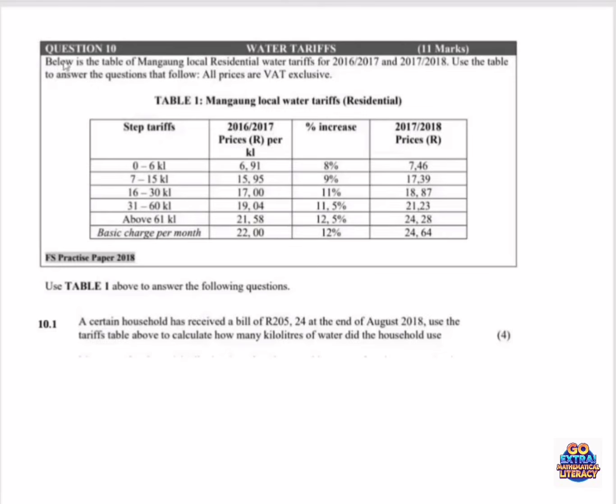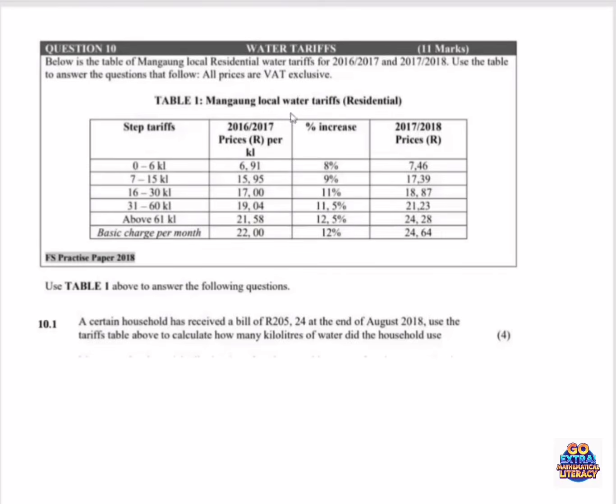The question we're going to look at here says question 10. Below is a table of local water tariffs for 2017 and 2018. It says use the table to answer the questions that follow. All the prices are VAT exclusive, meaning they don't have the 15% VAT charge. We can look at table number 1, the Mangaung local water tariff, which is residential. This is a step tariff that is used.